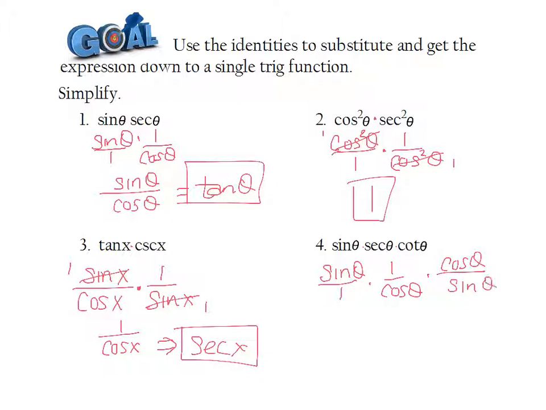And then I look to reduce anything that can. Well, these cosines can cancel. And these sines can cancel. Here we go again. Everything's gone. I'm left with 1. Kind of fun, huh?